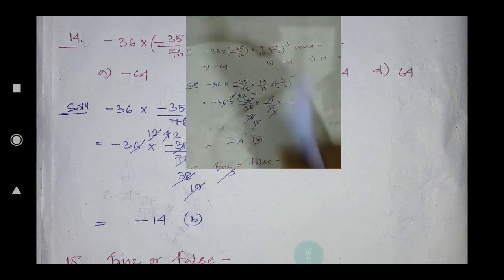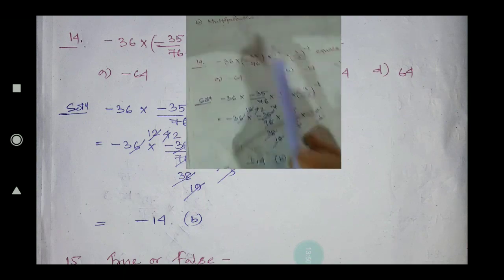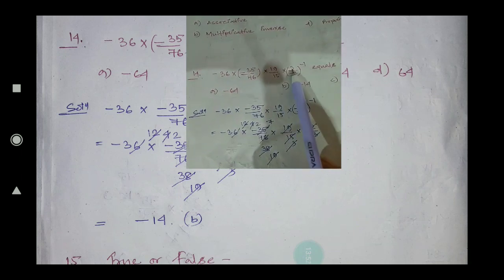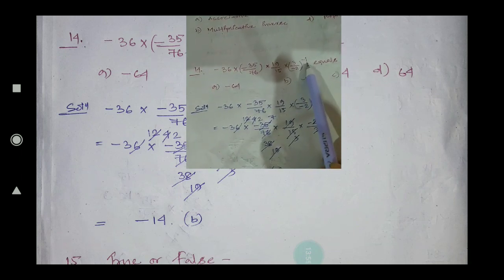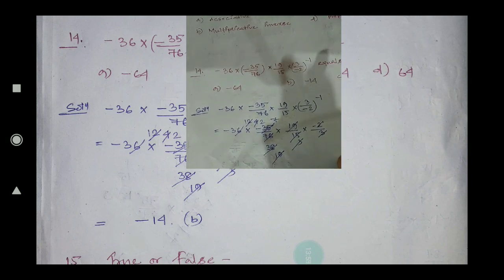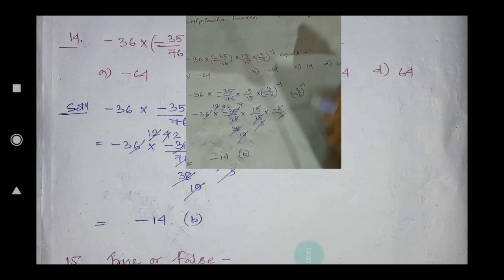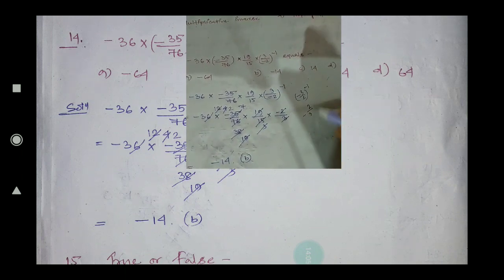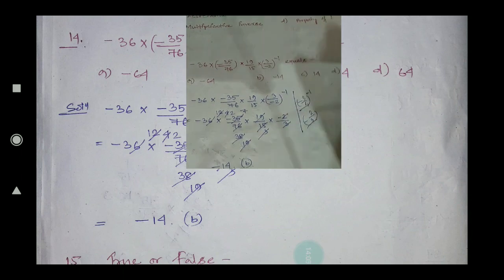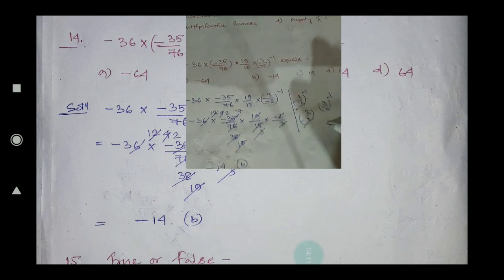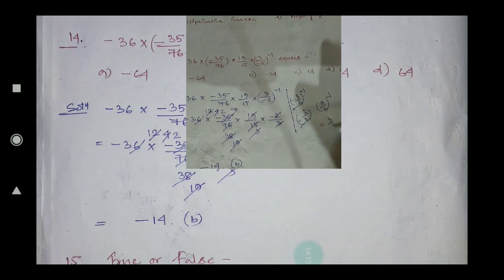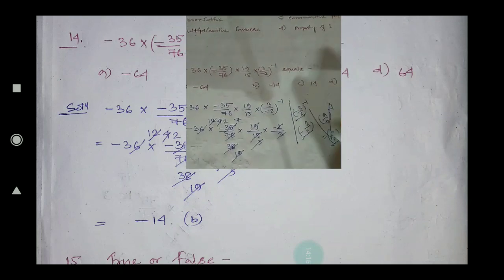Minus 36, minus 35 by 76, 19 by 15, 3 by minus 2 power minus 1. Any number power minus 1, that means it is what? Reciprocal. If any number like 3 by 2 power minus 1 is given, it is nothing but 2 by 3. This means reciprocal. If A by B power minus 1 is given, it means B by A. Okay. So here it is given 3 by minus 2 power minus 1, so I have written minus 2 by 3.